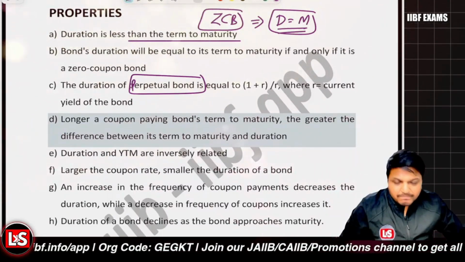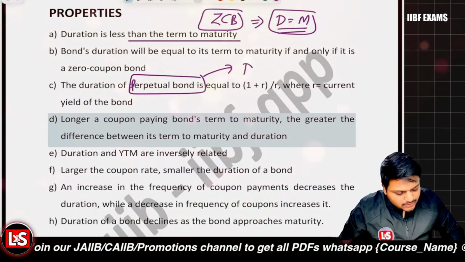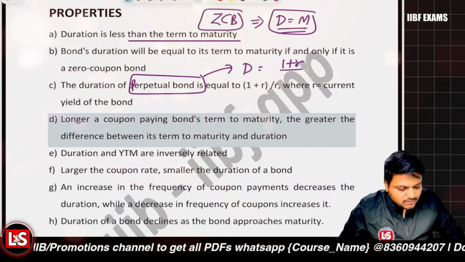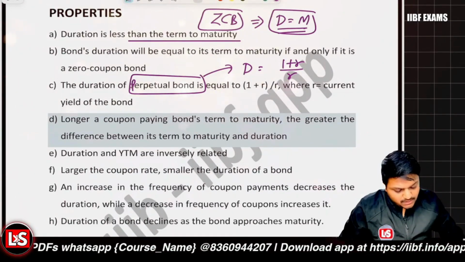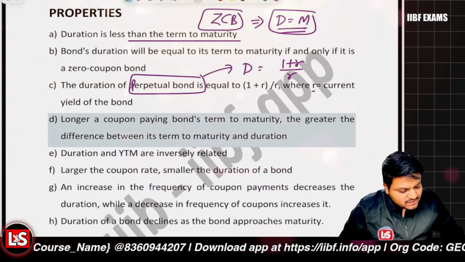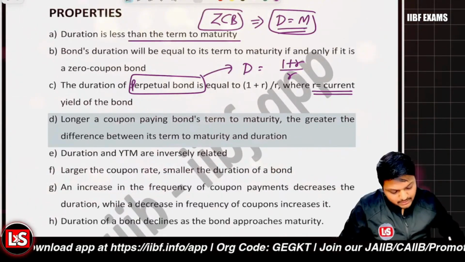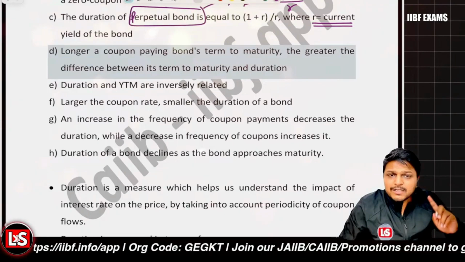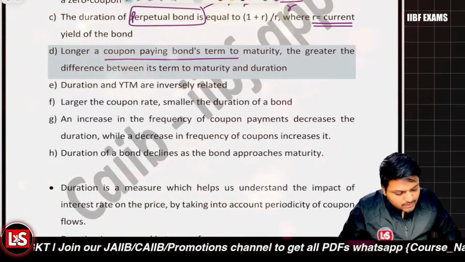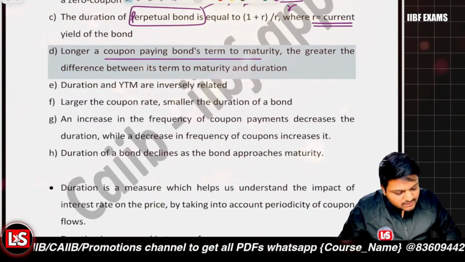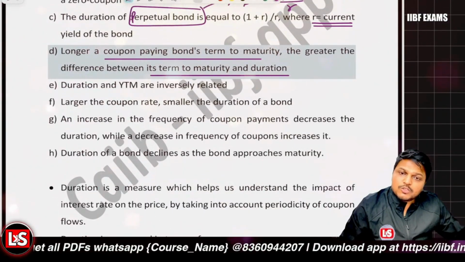There the traditional formula would not be applicable. The duration is equal to (1 plus r) divided by r, where r is the current yield of the bond, not the discount rate here. I am talking about the perpetual bond. Further, the longer the maturity, the higher the duration gap. Like for a longer coupon paying bond, the greater is the difference between its term to maturity and the duration.